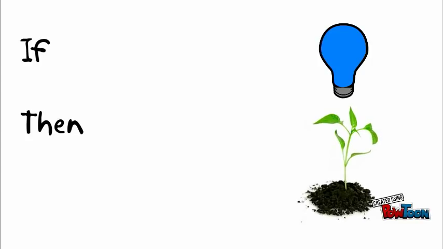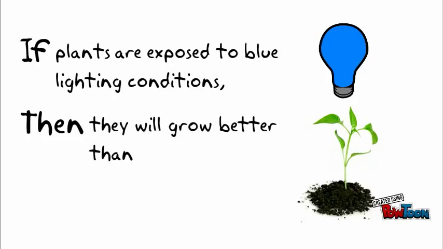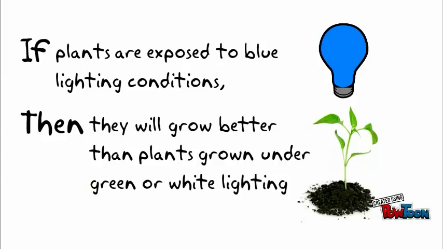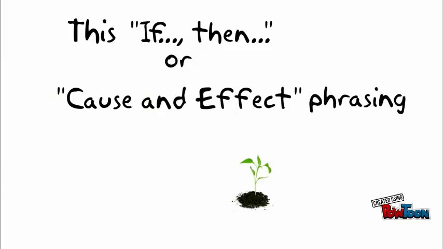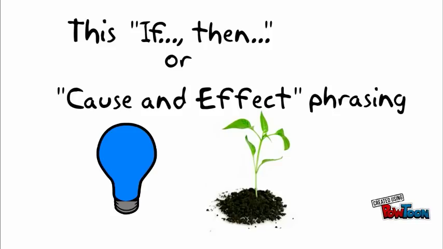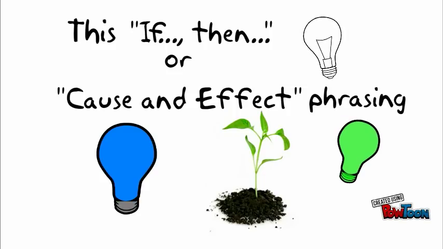Did you come up with something like, if plants are exposed to blue lighting conditions, then they will grow better than plants grown under green or white lighting conditions? This if-then or cause and effect phrasing shows that you expect that your addition of blue light will cause the greatest growth in plants. Writing a good hypothesis that predicts the effect of one variable upon another will lead to the development of an experiment that does the same.